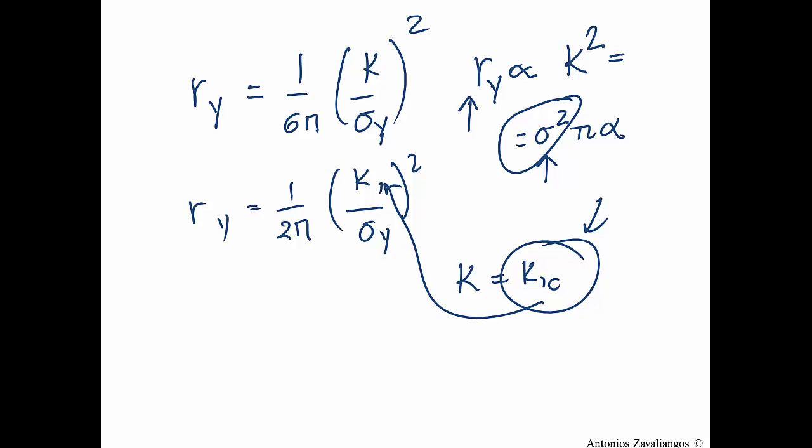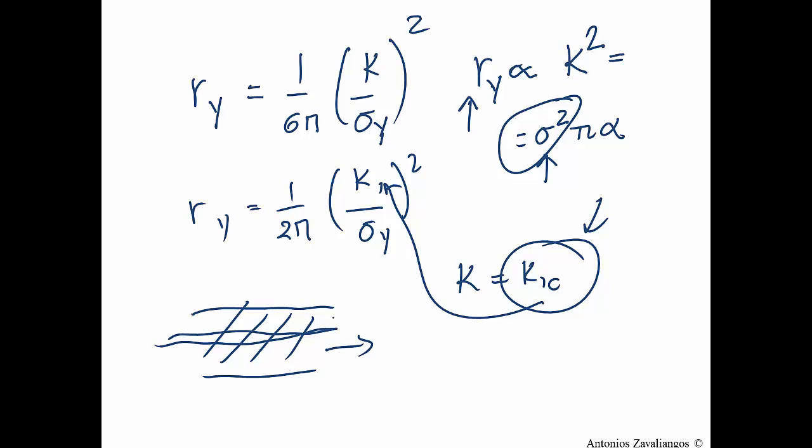Okay, and this is actually the magnitude of the zone of the material that will be deformed as the crack propagates. So this is the tip of the crack, this is the plastic zone, and this is the area behind the crack that has yielded plastically.